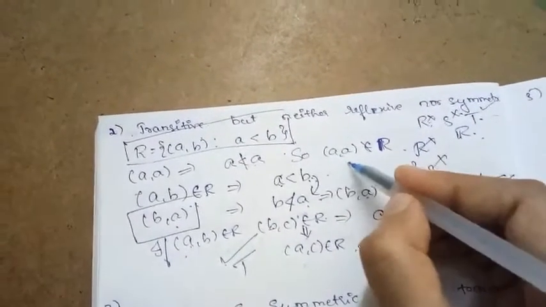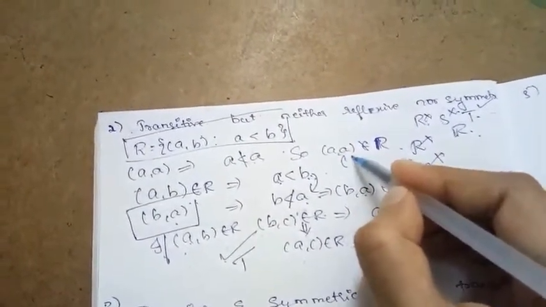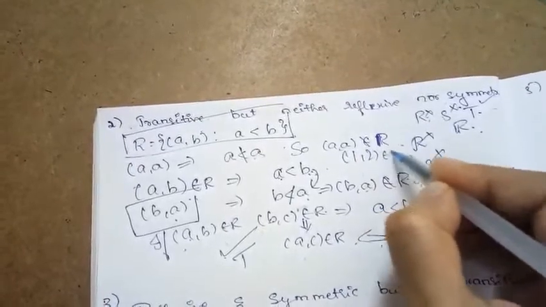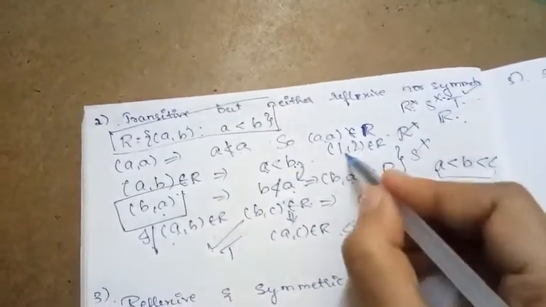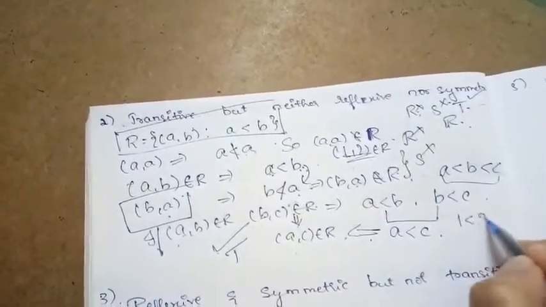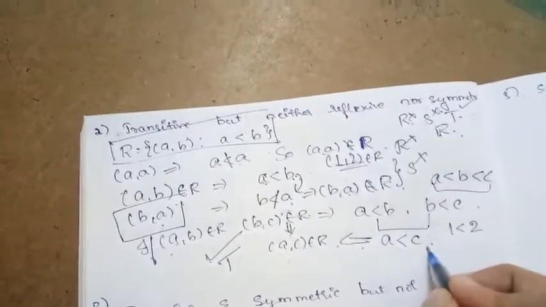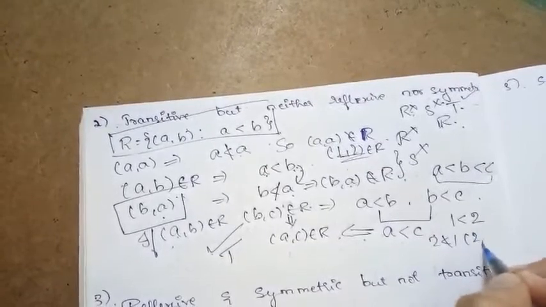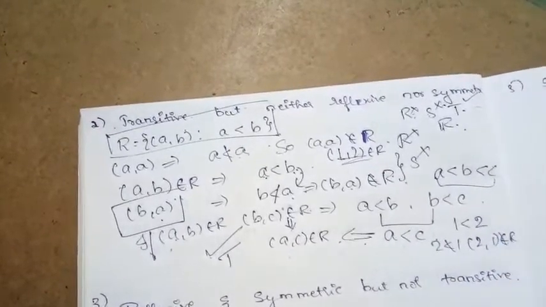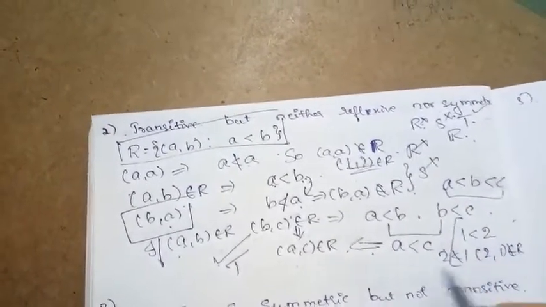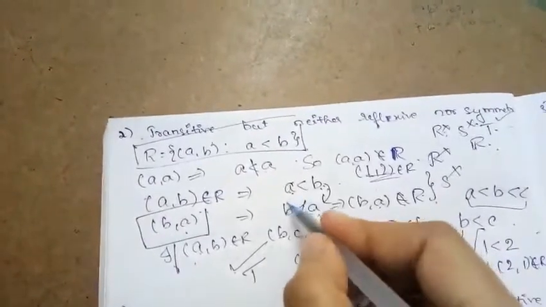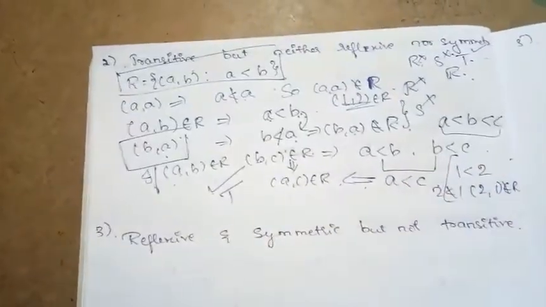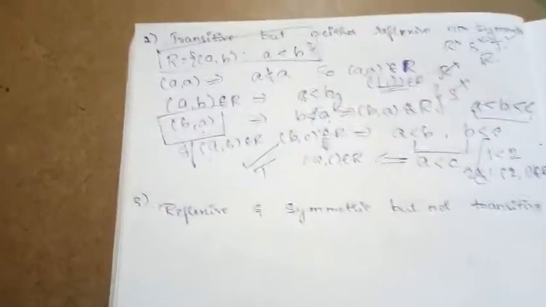Like suppose if I take 1 comma 2, which is belonging to the relation, what does that imply? 1 is less than 2. So whether 2 is less than 1? No, 2 is not less than 1, which means 2 comma 1 does not belong to the relation. So with a random example also you can say it. Either with this one also you can say it is not symmetric.